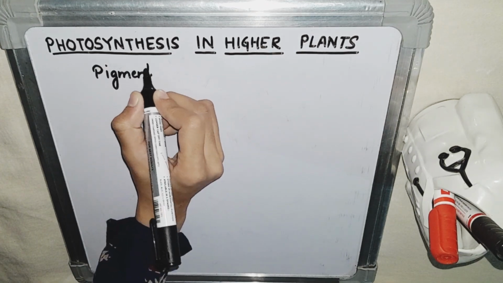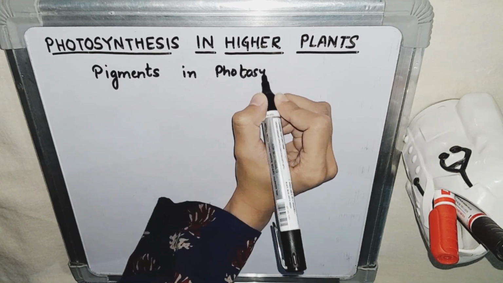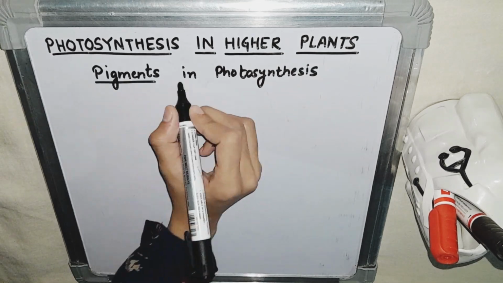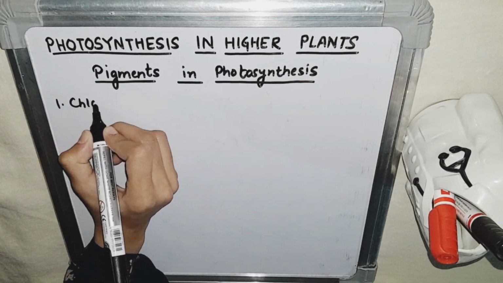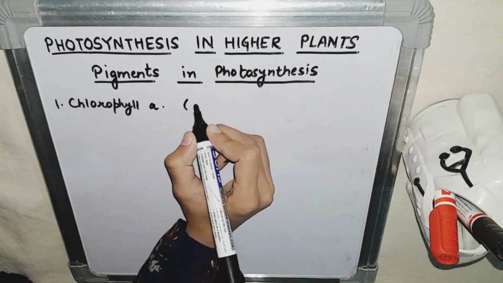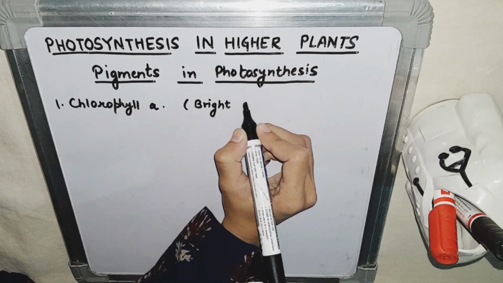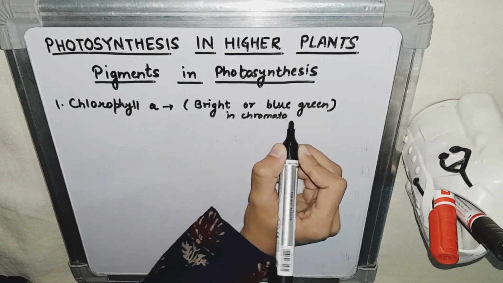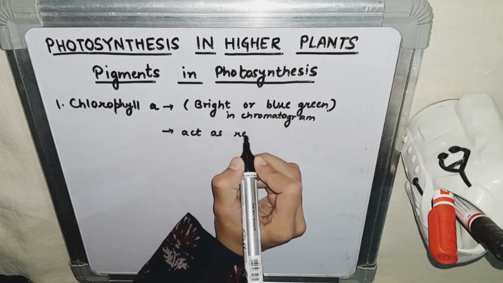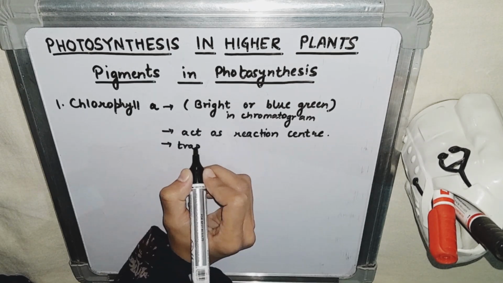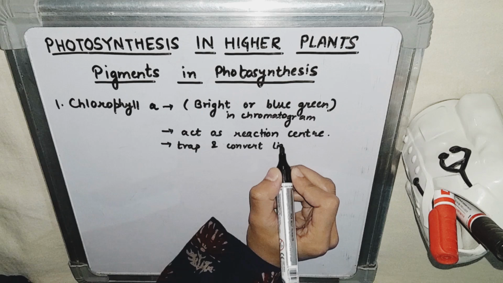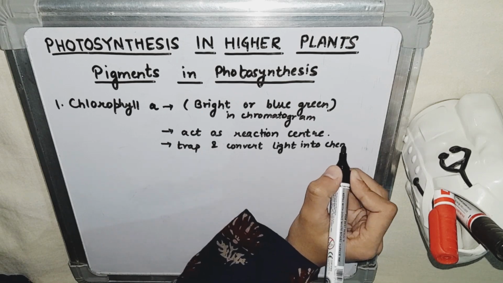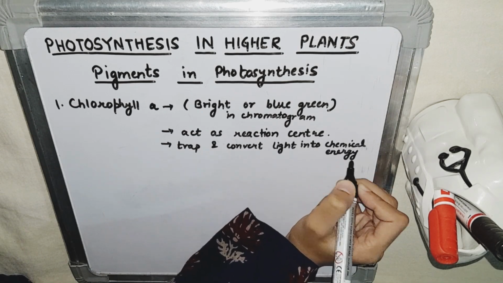So first topic is pigments in photosynthesis. The first pigment is chlorophyll A. It is one of the major pigments of photosynthesis. Its color is bright or blue-green in the chromatogram. It acts as a reaction center and it is used to trap and convert the light into chemical energy.